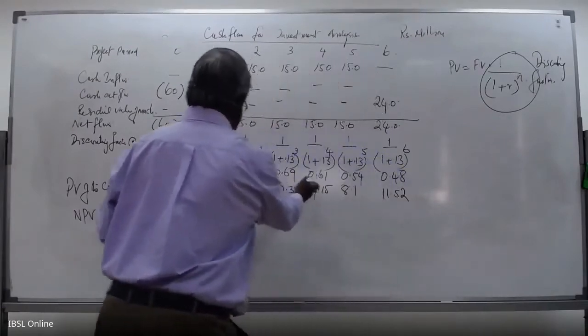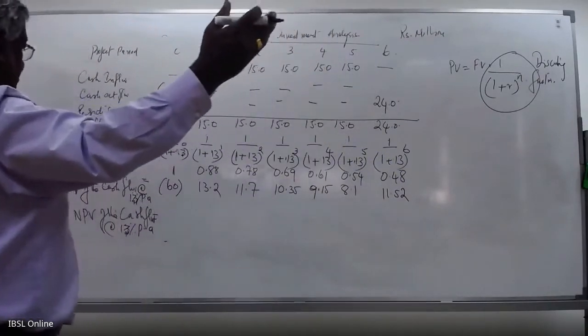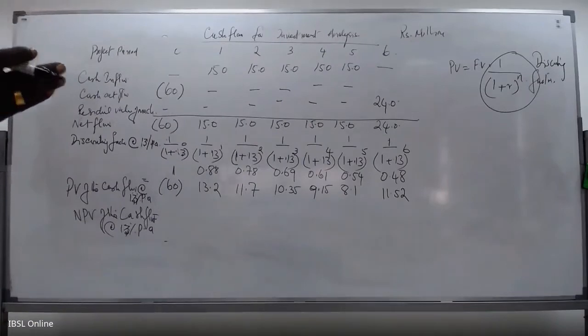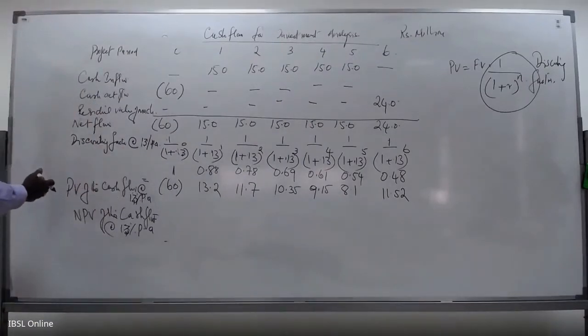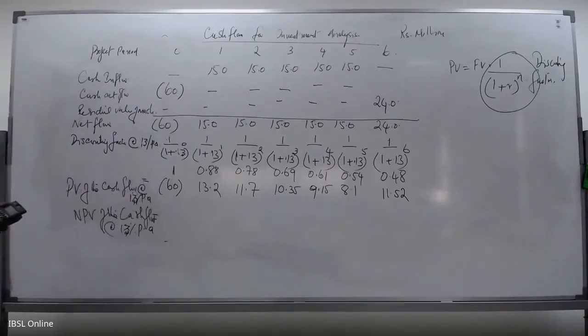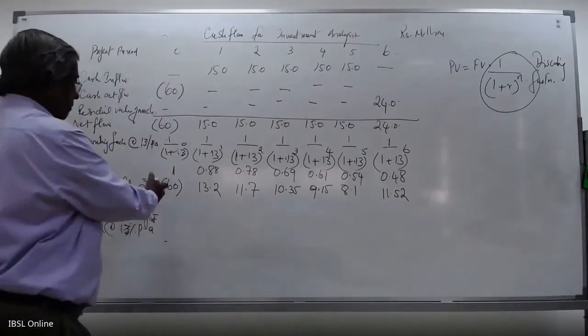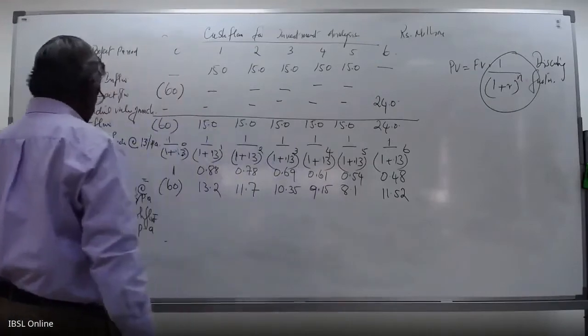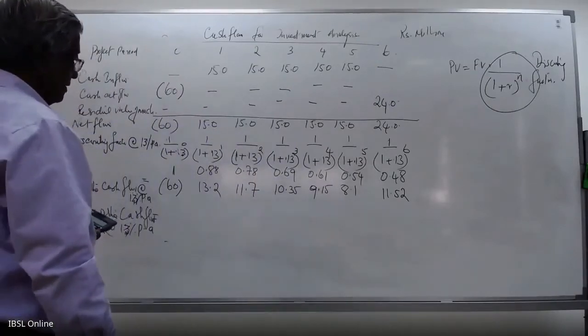So these are now converted to the present value. These are present values now, the PV, present value of the cash flow at 13% per annum. Now all are in present value. So now we must total the income.